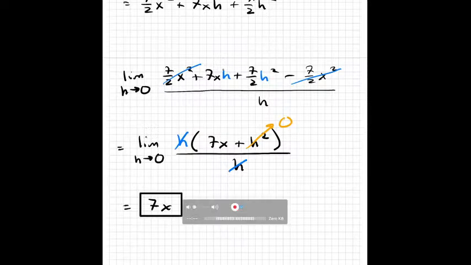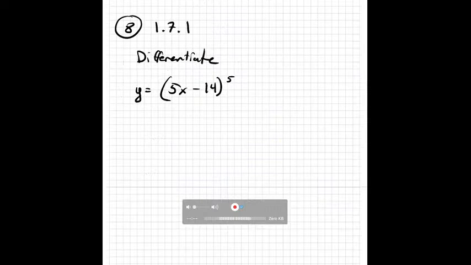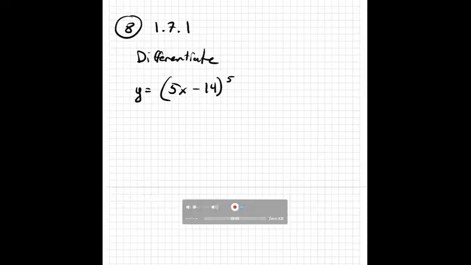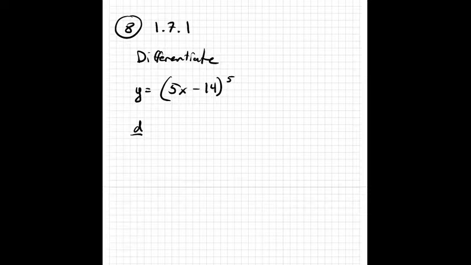Okay, so differentiate. We're going to use the chain rule. We have a function within another function. So basically chain rule is the derivative of the outside function times the derivative of the inside function. Okay, dy by dx. So the derivative of the outside function, the 5 is going to come down, and we're going to subtract 1 from the exponent. So that's going to be 5 times 5x minus 14 to the power of 4.